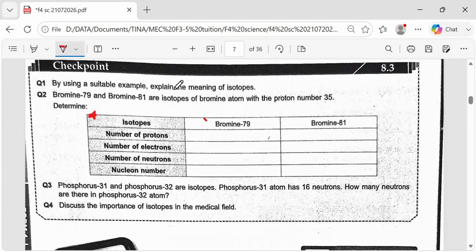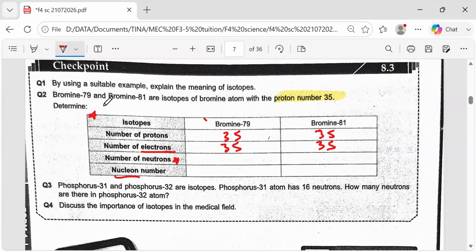Okay, so bromine 79, bromine 81. The question says the proton number is 35. So the number of protons is 35, 35. The number of electrons is the same as protons because it's neutral. 35, 35. The number of neutrons and nucleon number is not the same.